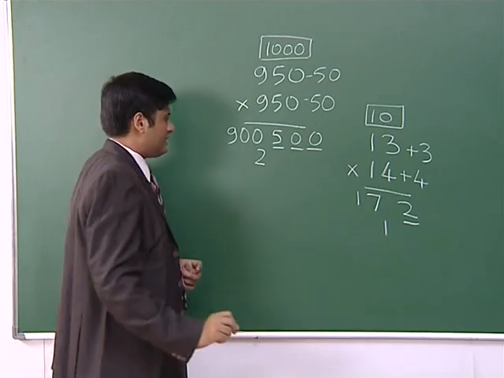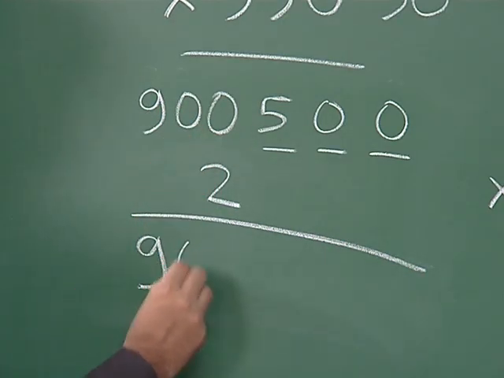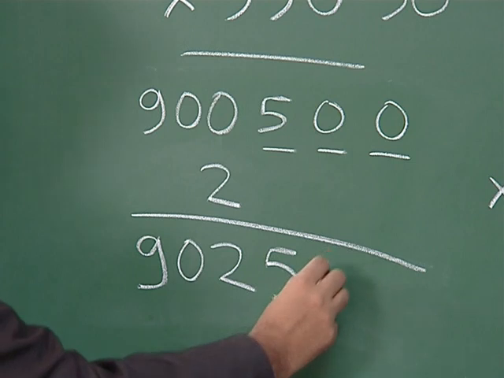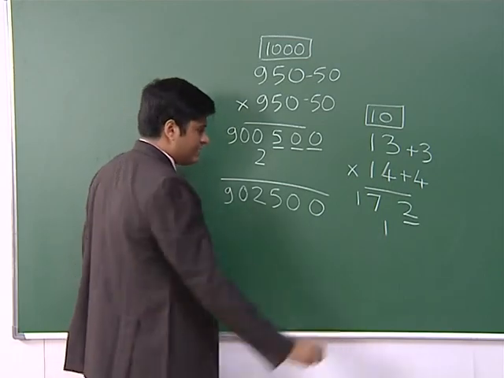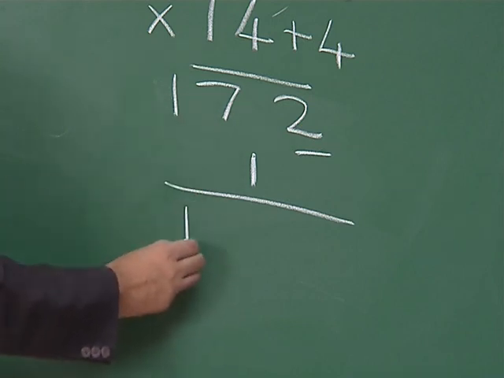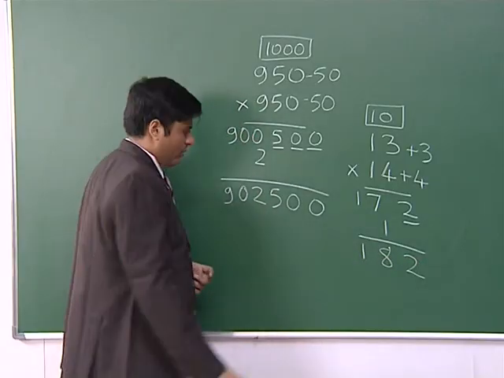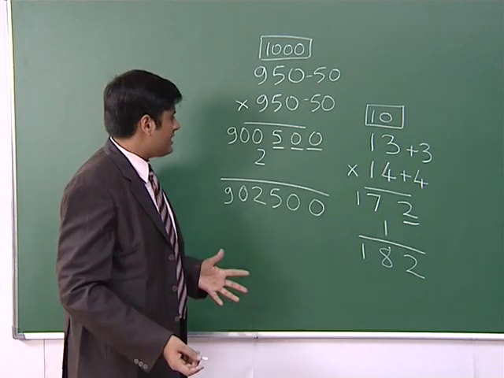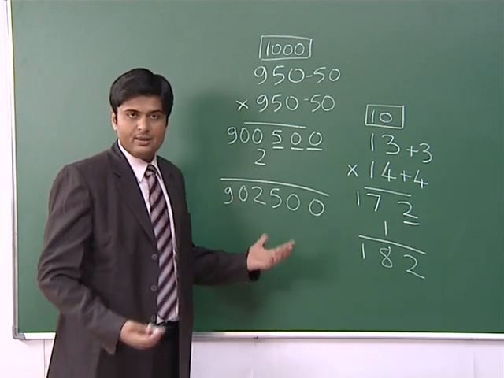So let us get our final answers. My final answer will be 9 comes down as 9, 0 comes down as 0, 0 plus 2 is 2, 5 comes down as 5, 0 comes here as 0, 0 comes here as 0. So my final answer is 902500. And in this case my final answer would be 1 comes down as 1, 7 plus 1 is 8, 2 written down is 2. So my final answer is 182. There is nothing exceptional that we have done. It's just that when you have more digits, you carry over. That's it. The rest of the technique remains the same.